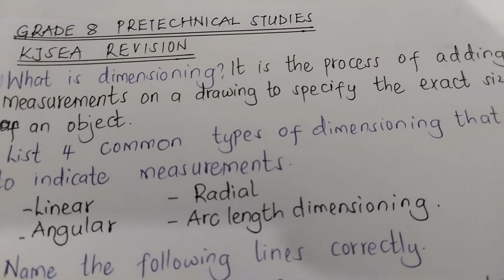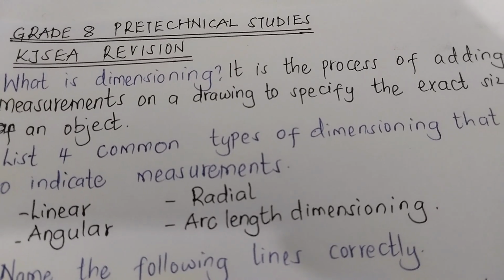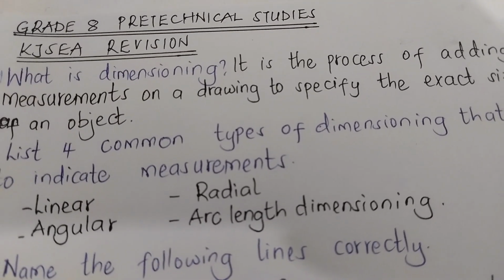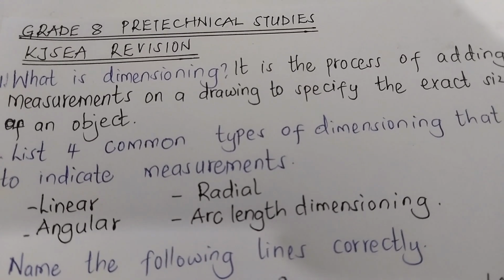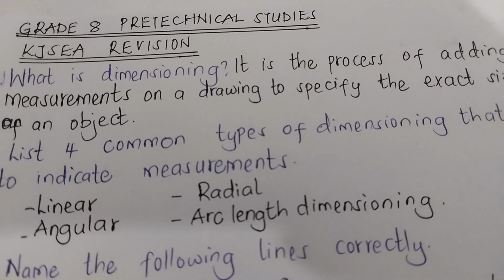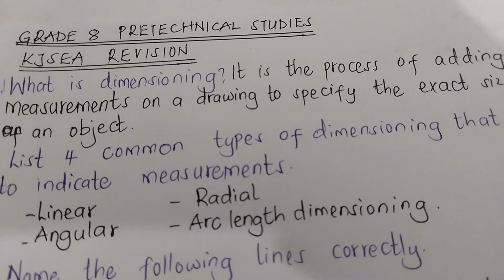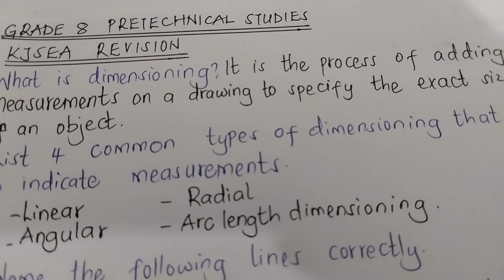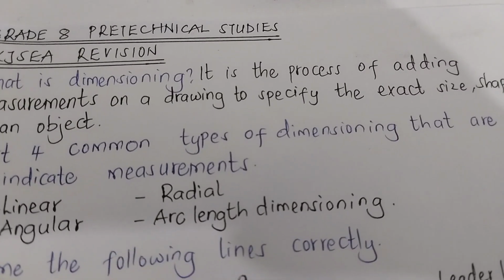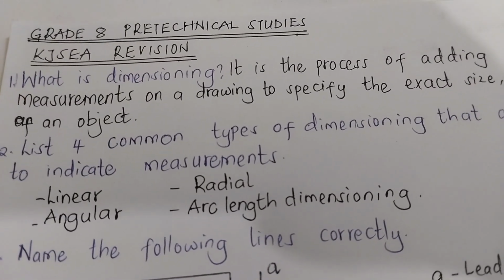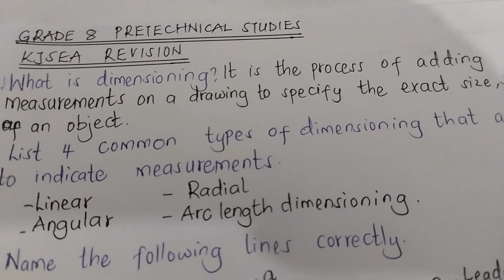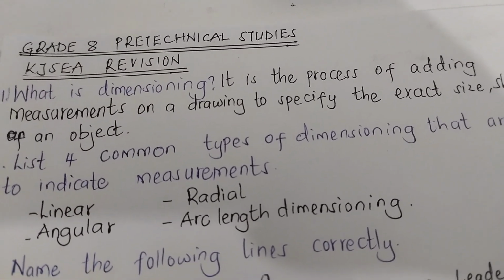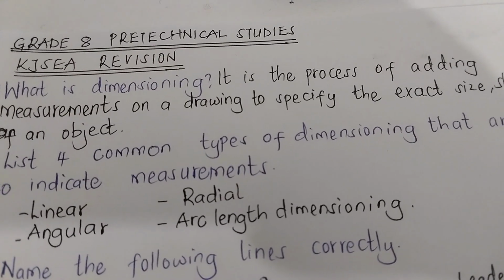So today we are focusing on grade 8 pre-technical studies, that is mainly dimensioning and a little bit of plain scale drawing. So the first question reads, what is dimensioning? Dimensioning is the process of adding measurements on a drawing to specify the exact size, shape, and other details of an object. That is very simple.